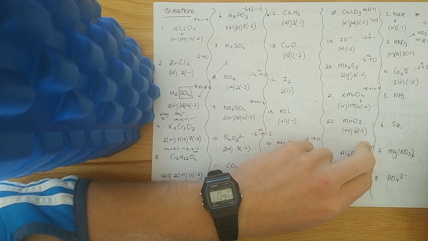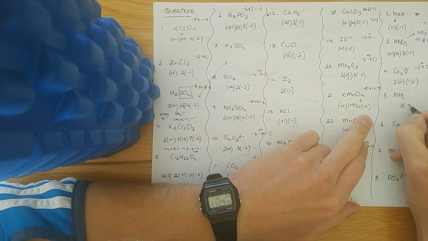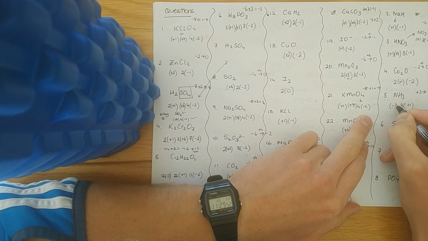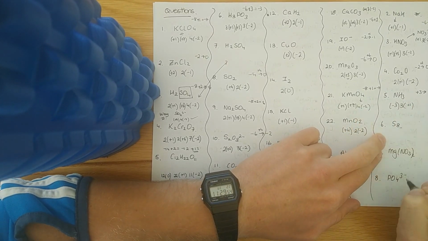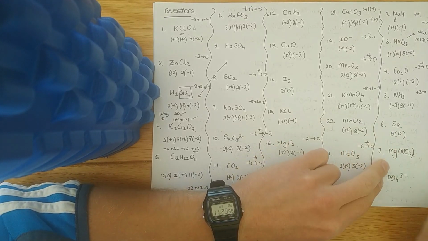NH3, your ammonia, pyramidal shape. Don't know nitrogen, know hydrogen. 3 times plus 1, plus 3 to 0, because there's no charge on it. Your nitrogen must be minus 3. S8, just the element, it's going to be 8 times 0.